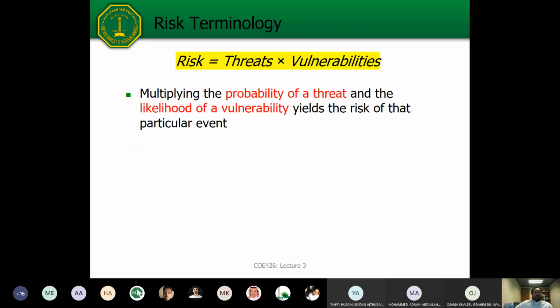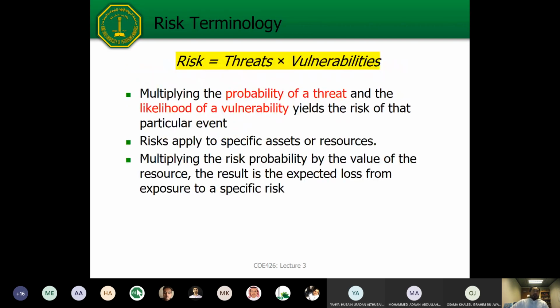So basically, these are the definitions, and in security lingo they have this equation, which is not really a mathematical equation that you use to compute the quantity of a risk, but an indication. It's the probability of a threat multiplied by the likelihood of vulnerability. That quantifies the risk on your resources or assets.